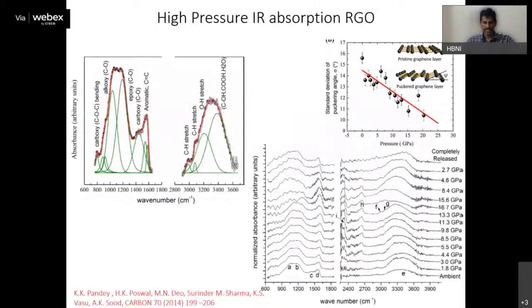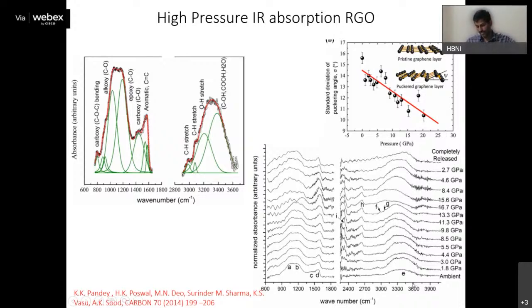So let me give an example where we have done high pressure IR absorption. This is a reduced graphene oxide, which has a lot of attached groups. When we analyze the ambient pattern, we got a carboxy bending group, COC, then you have alkoxy, then epoxy, and several others. In this case, a particularly important thing is the OH stretching mode.